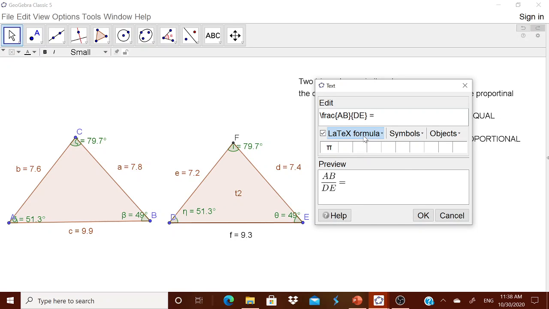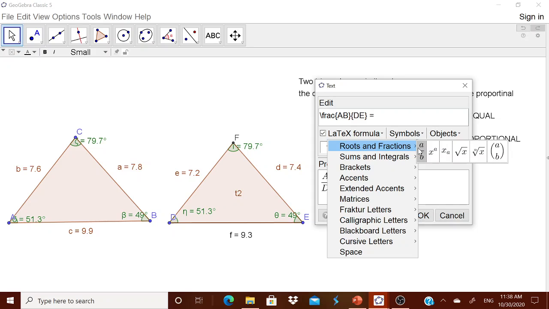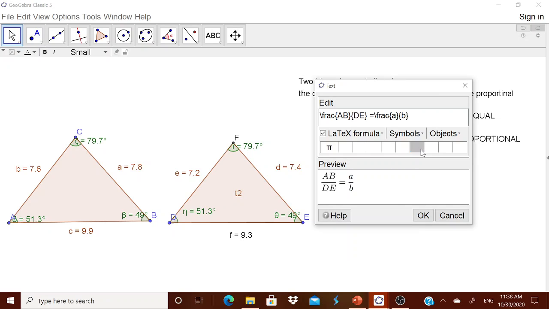You have to do it carefully. Again I am taking the LaTeX formula, roots and functions. Again I am taking A by B. What is the next pair? The next pair, all of you know, is BC by EF. Therefore, in that you type BC, then in that you type EF. Once again you put is equal to.